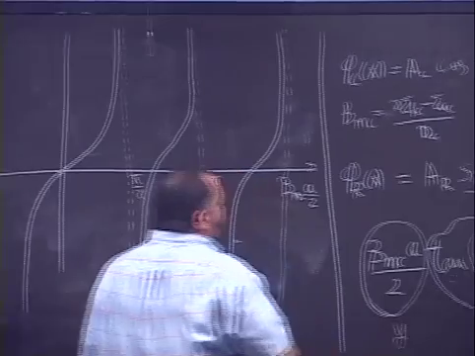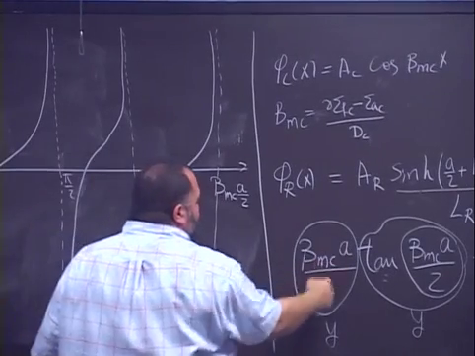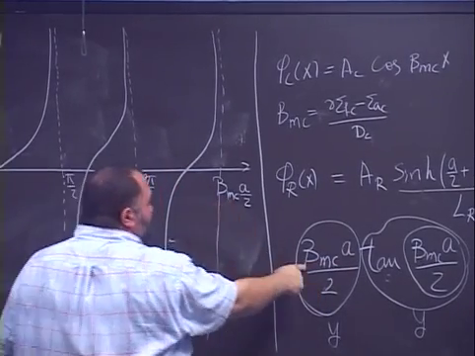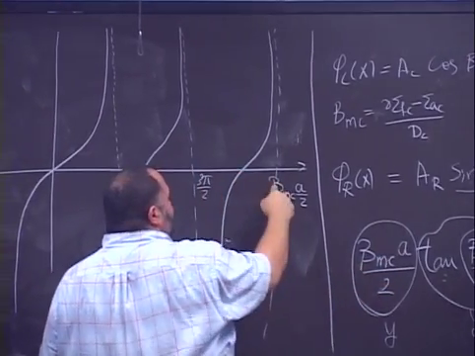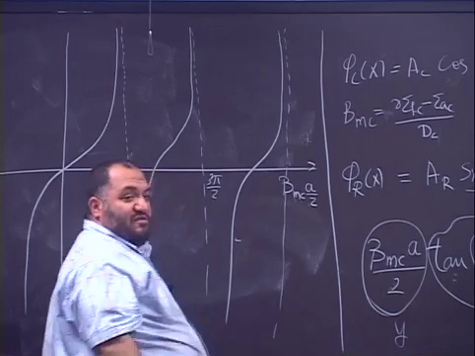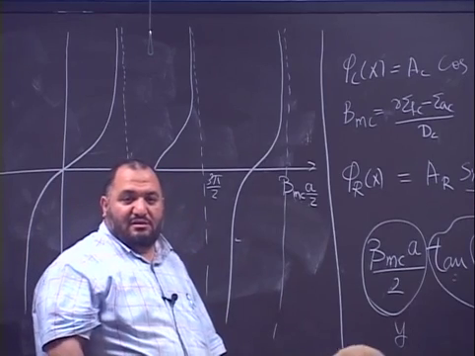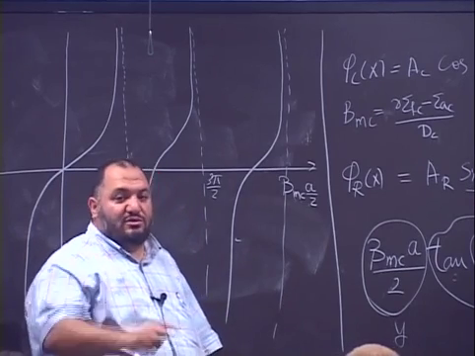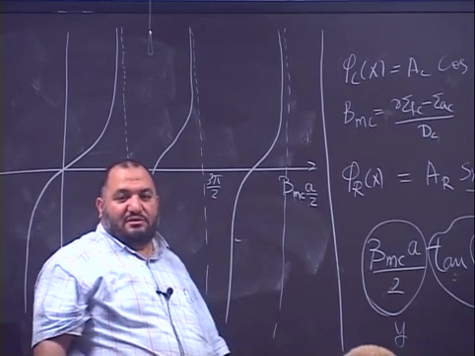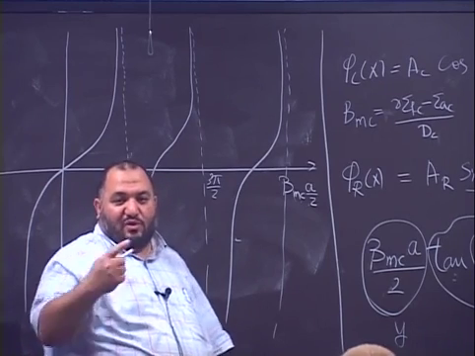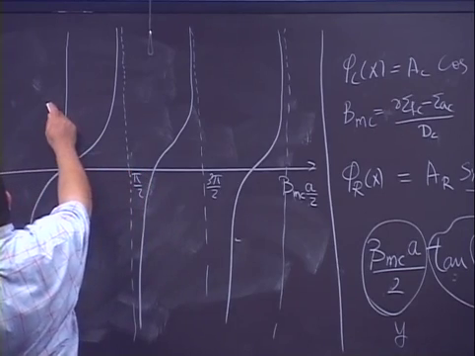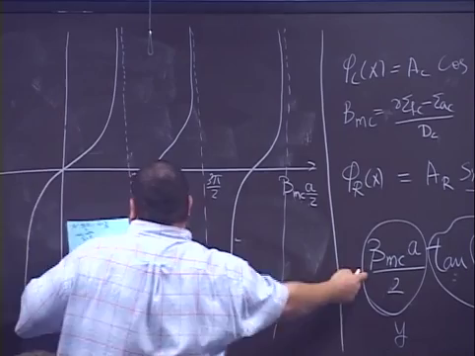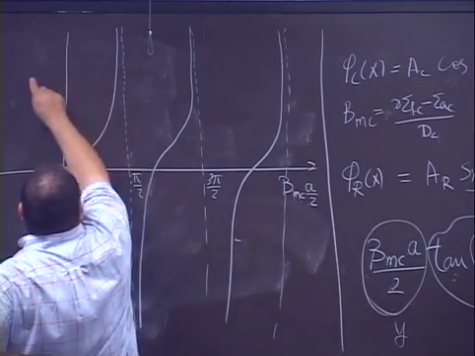What's the second function? B_mc A over 2. When I plot B_mc A over 2 as a function of B_mc A over 2, what will that give me? It's just a straight line. It's a constant, it's 1 multiplied by this. So on the right-hand side, I will have just a constant here.